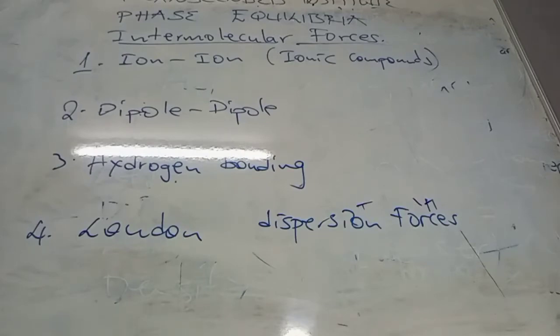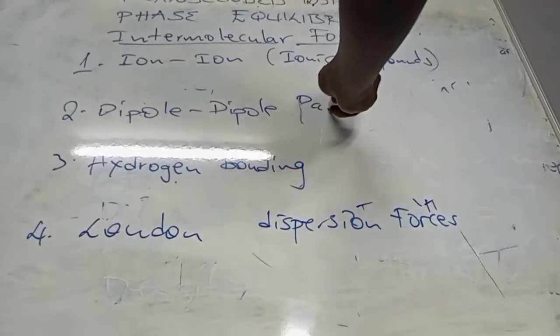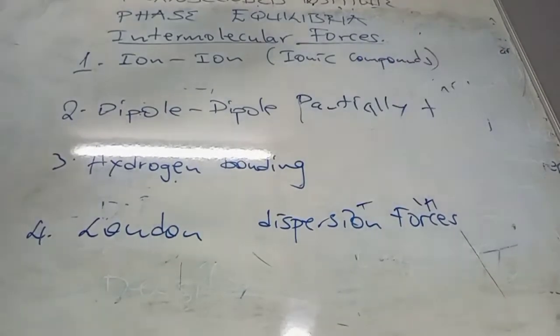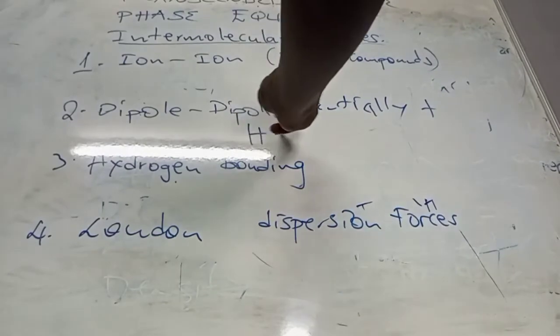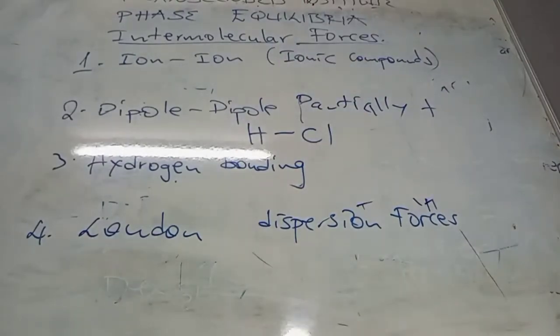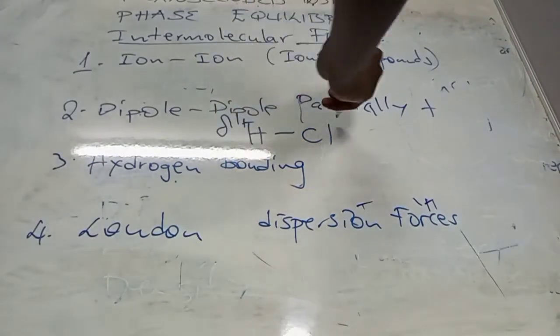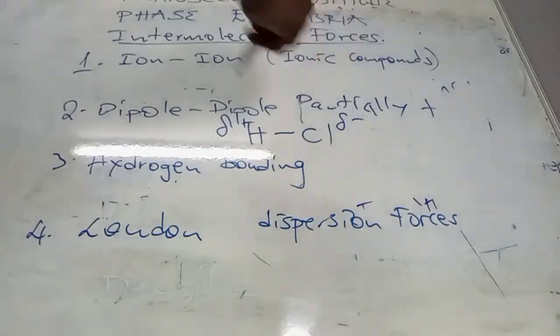The second one is the dipole to dipole intermolecular force of attraction. So what is it about? This one involves partially positive and partially negative molecules interacting with the others. For example, when you talk about hydrogen chloride, you know that the hydrogen is partially positive, and the chloride is partially negative in that molecule.